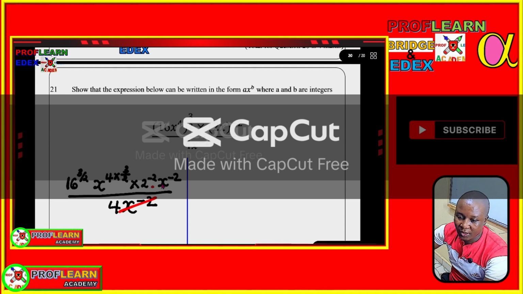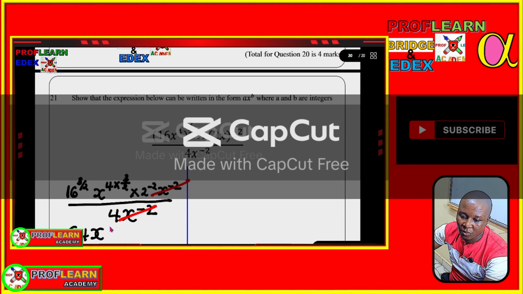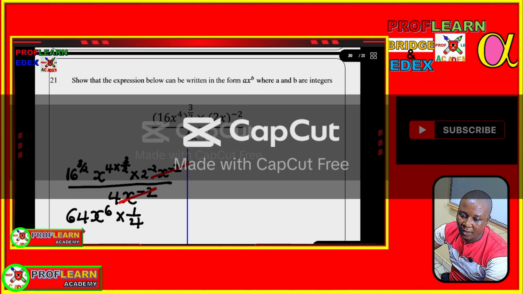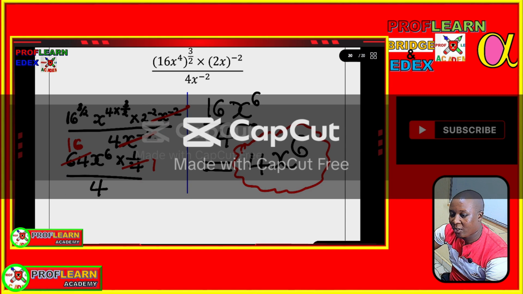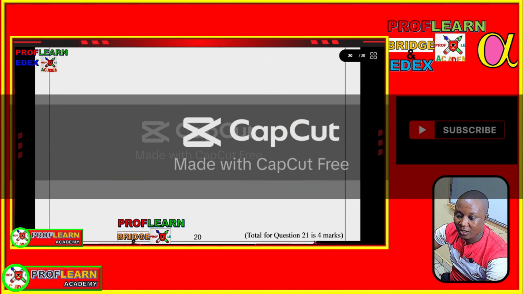So in this case, you can see these two will cancel out, and 16 raised to power 3 over 2 is going to become 64. And then we shall have this simplifying to what? 16x raised to power 6 divided by 4, which is going to be 4x raised to power 6. Now, basically you are going to cancel this and this, which is going to give you 16. And this is the final answer, and this marks the end of this predicted paper.